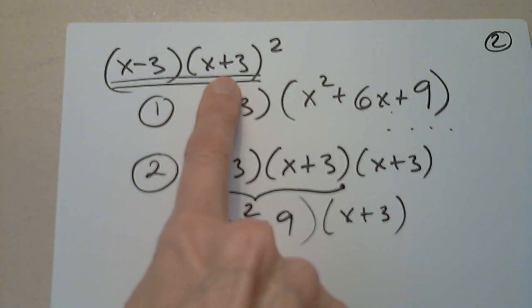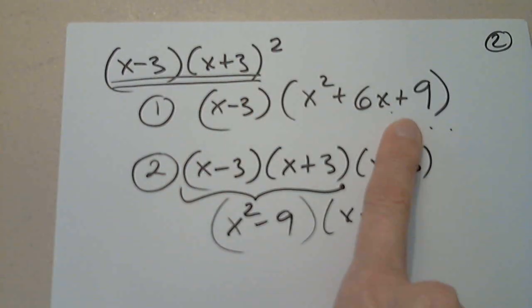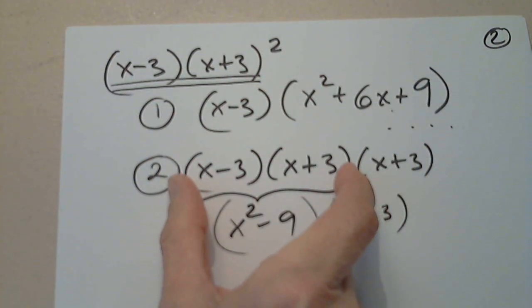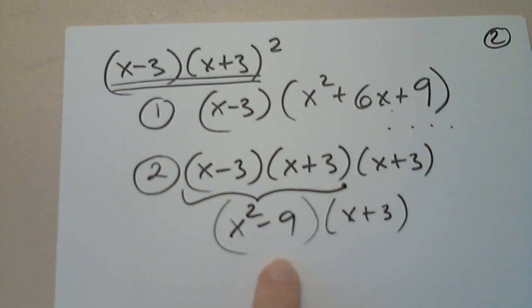So I could have used the special product for a binomial squared. Or if I write the whole thing out, I could have used the special product, which is the difference of perfect squares.